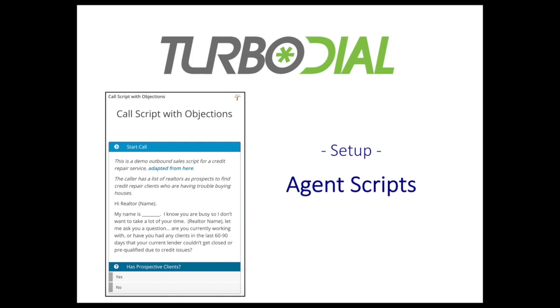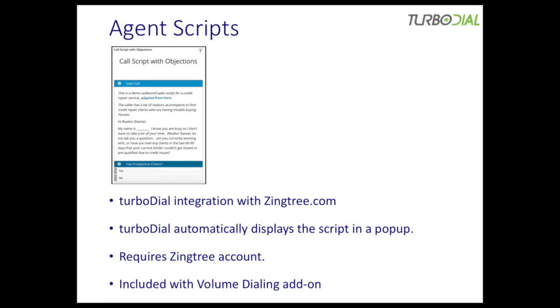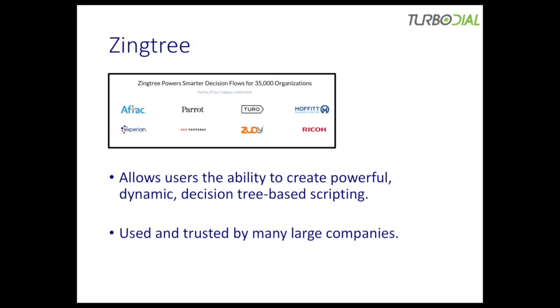Today we're going to talk about agent scripts. So agent scripts is a feature that's been added to TurboDial that is an integration with Zingtree. It allows TurboDial to automatically display your Zingtree scripts in a pop-up from TurboDial. It requires a Zingtree account, and this feature is included with the volume dialing add-on. Zingtree is the party that you use to create scripts, and it's used and trusted by many large companies.